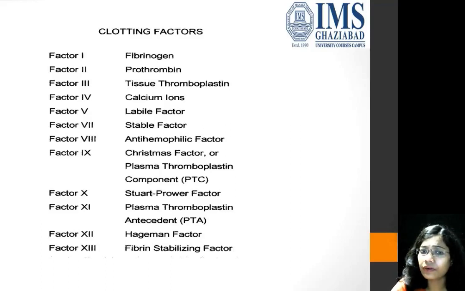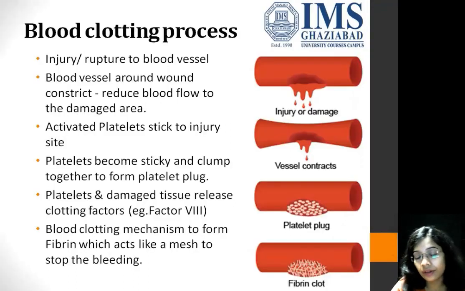Factor 9 is an important one, known as Christmas factor or PTC component, that is plasma thromboplastin component. Factor 10 is the Stuart-Prower factor. Factor 11 is plasma thromboplastin antecedent, PTA. Factor 12 is Hageman factor, and factor 13 is fibrin stabilizing factor. Now we will study how these factors work or help in blood clotting.